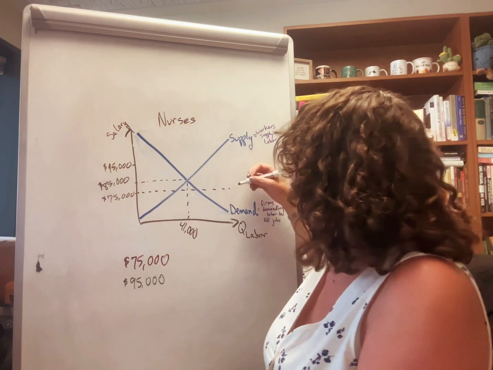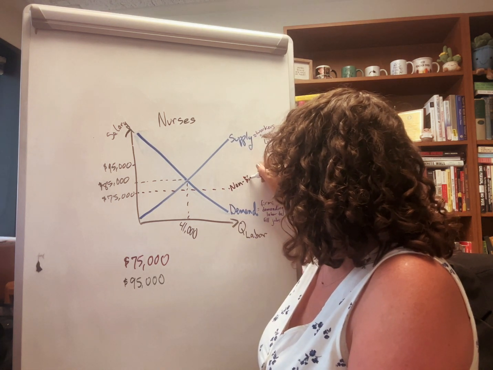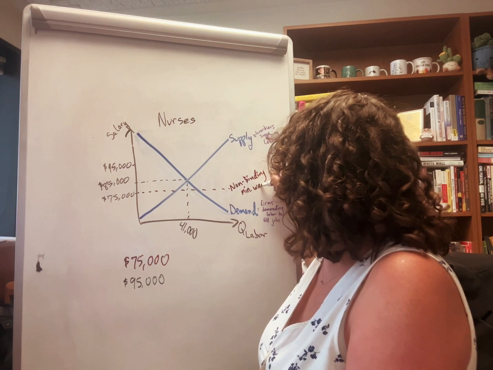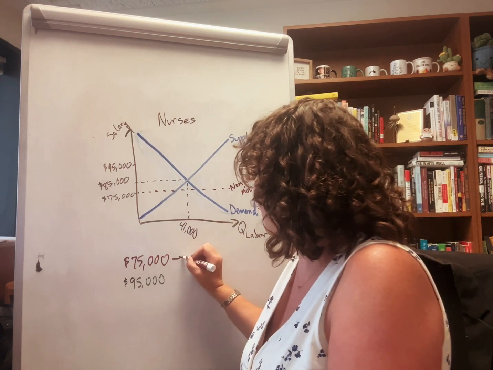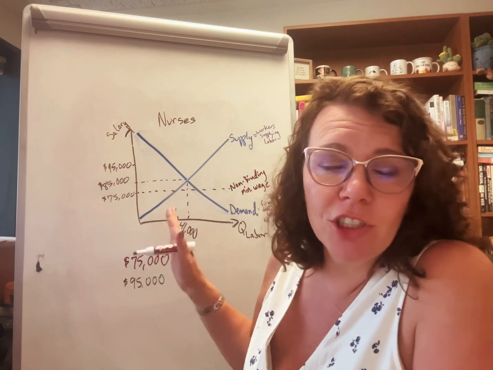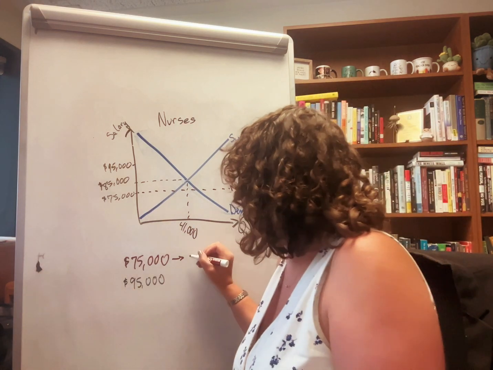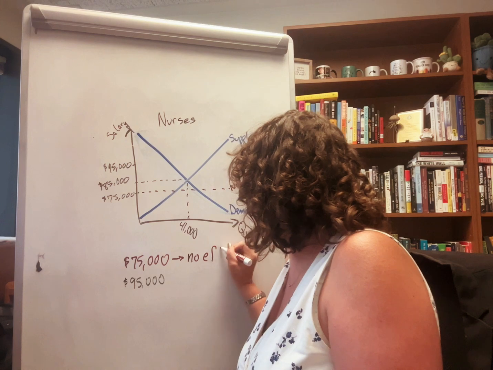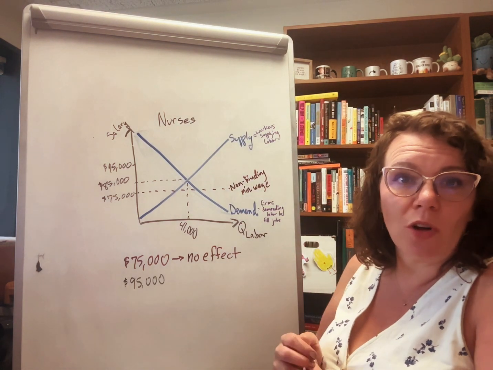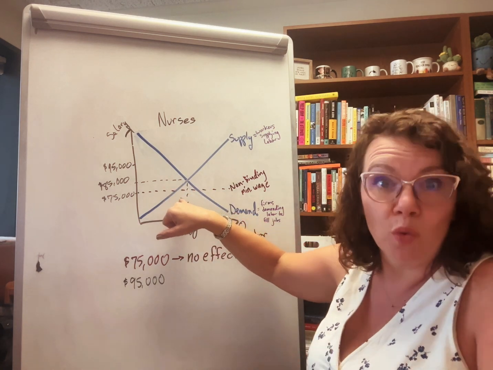So this would be a non-binding price floor or a non-binding minimum wage. And all that means is at $75,000, that new minimum wage law will not have an effect on the market. The average nurse is making $10,000 more than that. So this new policy will have no effect on the market, right? It's not going to alter anything because everyone's making more money than this new minimum rule.